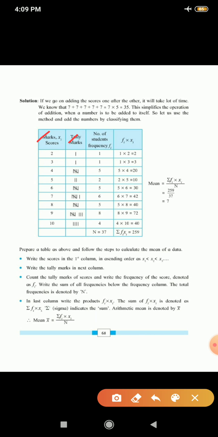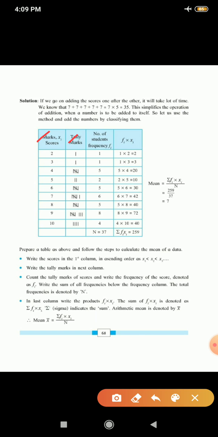In tally marks, we find out how many times the score 2 occurs. So the score 2 occurs only once. So only one vertical line is drawn. The score 3 occurs only once. So only one line is drawn. Now the score 4, how many times is it occurring? 1, 2, 3, 4 and 5. So if a score occurs 5 times, we will draw 4 vertical lines and one slanting line crossing these 4 lines. Got it?